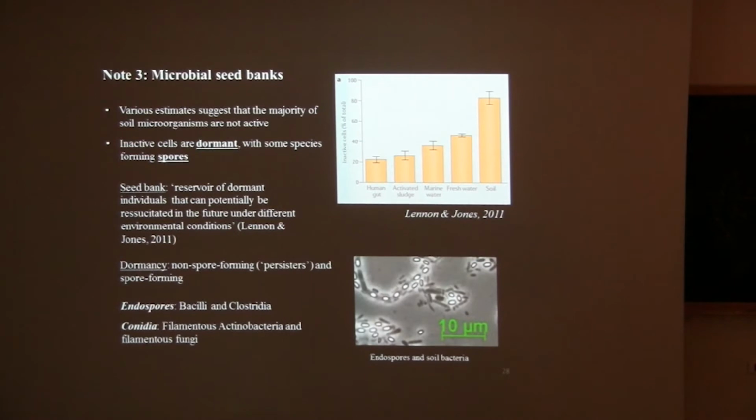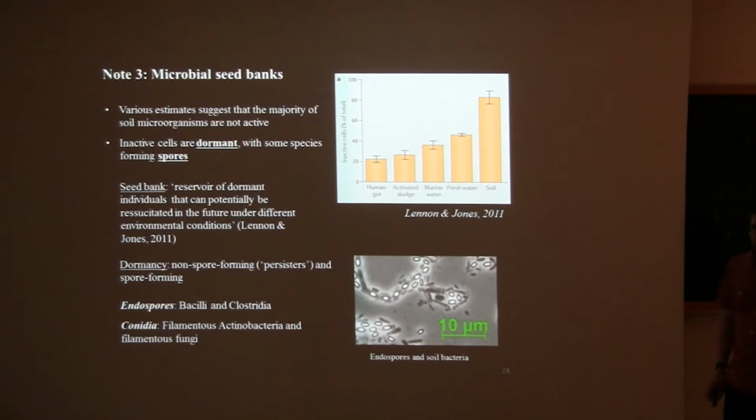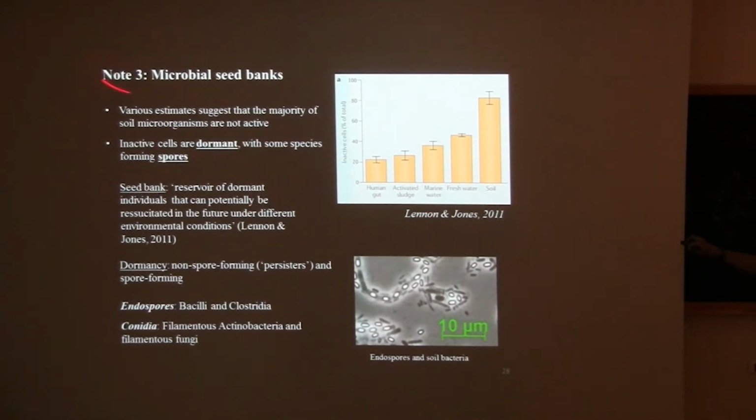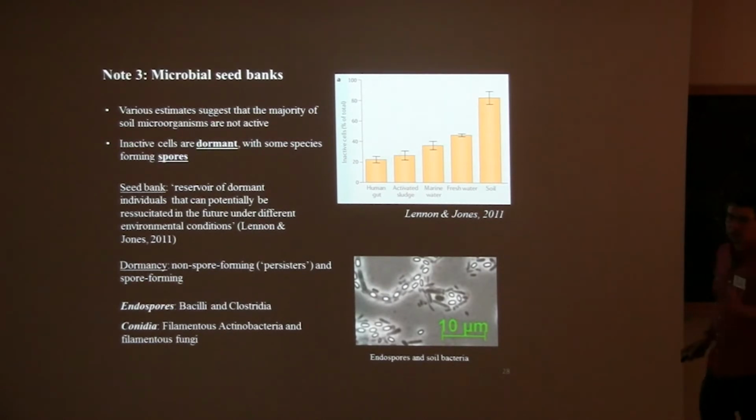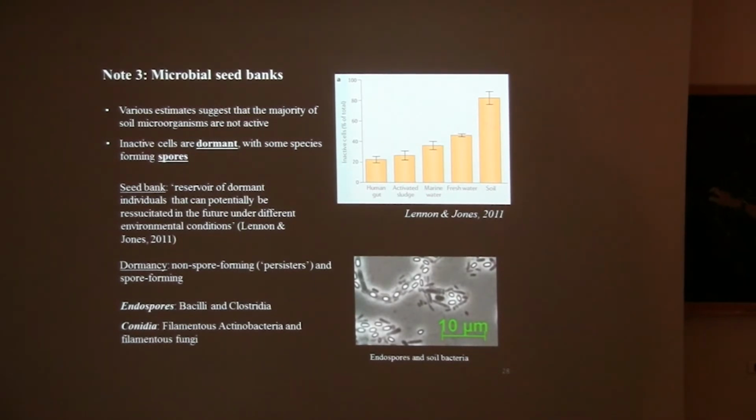Just a final technical note, because I find it fascinating. The story about the methanogens, that they are everywhere, but they're not necessarily active. So it's clear that the majority of soil microbes are not active. And this is an interesting representation from Lennon and Jones, showing the percentage of inactive cells in different environments. Here's soil, 80%. It's an estimate, but look at it compared to human gut, 20%, or marine water, etc. So the majority of bacteria and microbes are not active. So they coined this term of seed bank. You have a reservoir of dormant individuals that can potentially be resuscitated in the future under different environmental conditions.